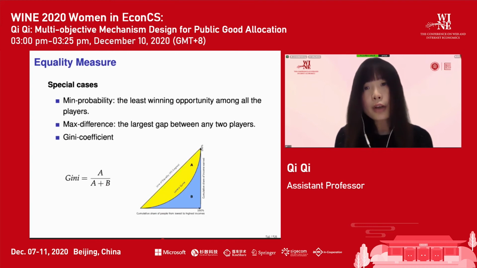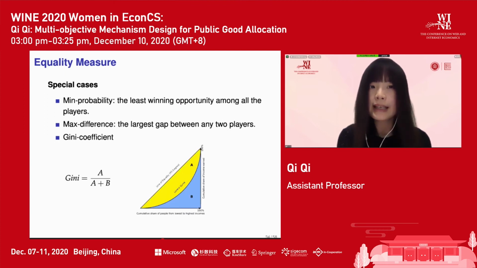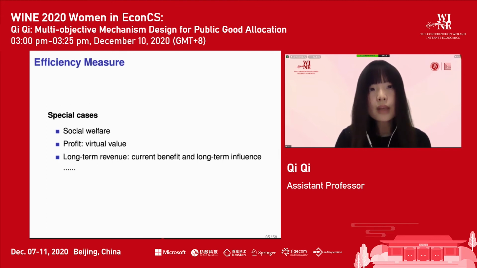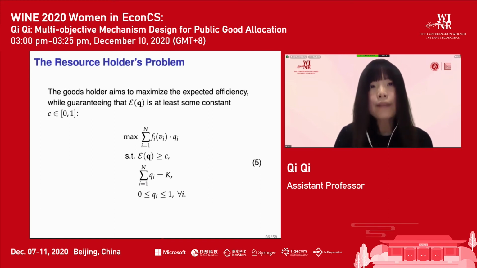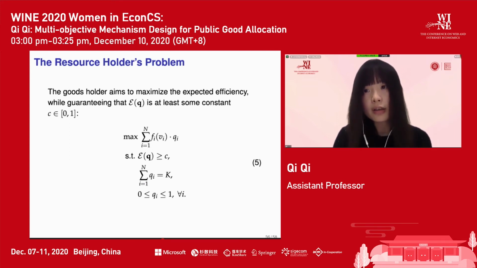This kind of generalized inequality includes a lot of special cases which you may be very familiar with, like mean probability, max difference, and the Gini coefficient. For the efficiency, we extend it to also include revenue, or long-term revenue, so it's no longer only the social welfare. Then we have a general framework, an optimization problem, and we want to solve it.